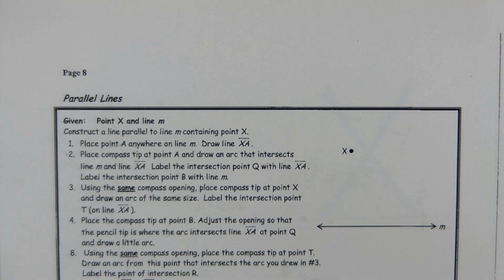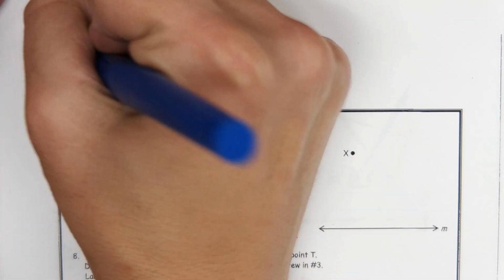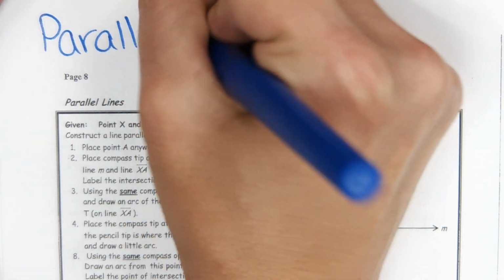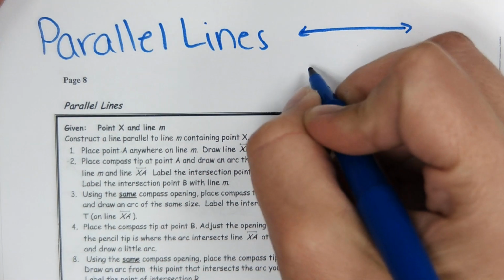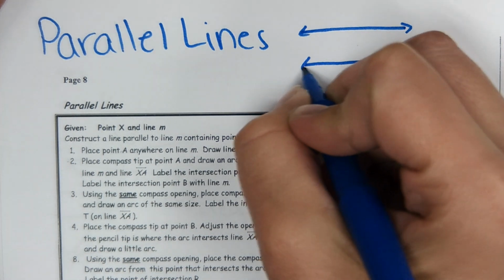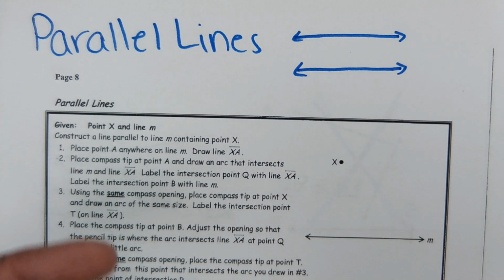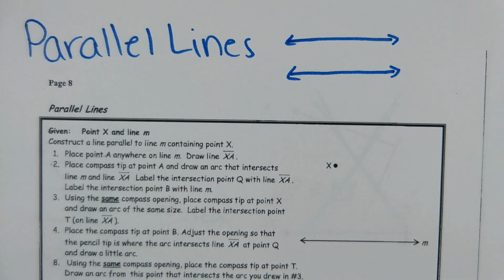Okay, so for this construction, we are going to make parallel lines. Parallel lines, as I'm sure you know, are two lines that go on in the same direction, and they never intersect because they're going the same direction.